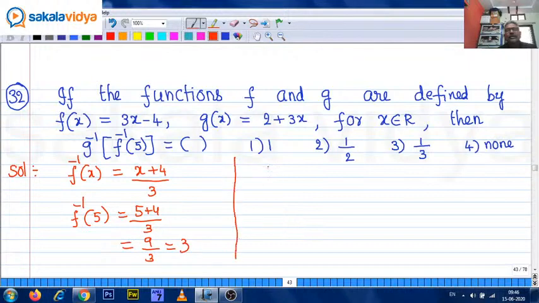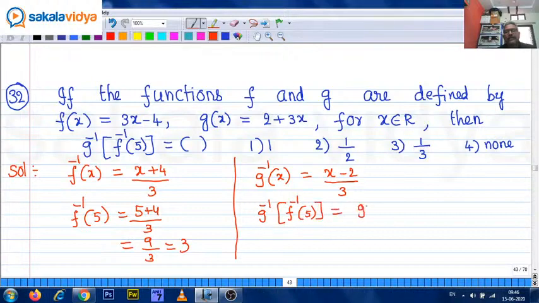Now let us find out g inverse x. The g inverse x equals to, we can write x in the place of plus 2 minus 2, write down x coefficient is 3, x minus 2 upon 3. So now we need to find out g inverse of f inverse 5. So f inverse of 5 equal to 3. So g inverse of 3, that is 3 minus 2 upon 3 equals to 1 by 3. That means third option is the right option.